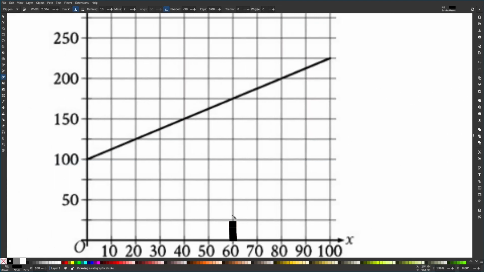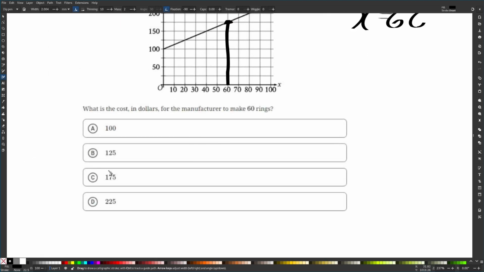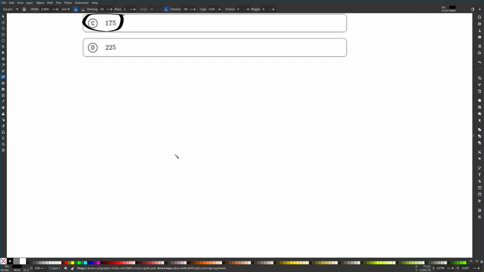Okay, so we go up and stop. So we're in between 200 and 150. So the answer here is $175. Answer choice C. Next one.